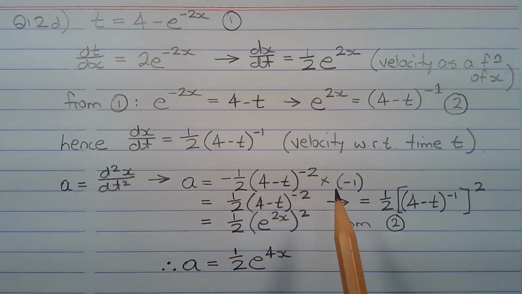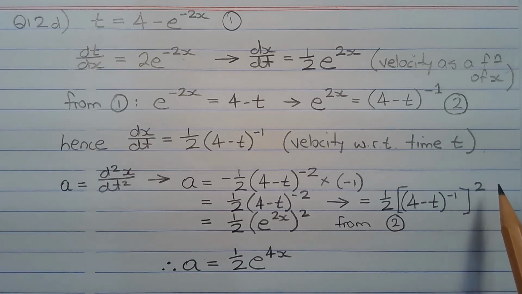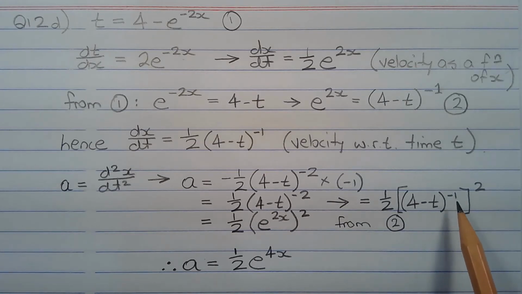which equals half times (4 minus t) to the power of negative 2, which equals half times ((4 minus t) to the power of negative 1) all squared. And replacing the (4 minus t) to the power of negative 1 with e to the power of 2x from equation number 2, that equals half times (e to the power of 2x) all squared. Therefore, the acceleration as a function of x is a equals half times e to the power of 4x.